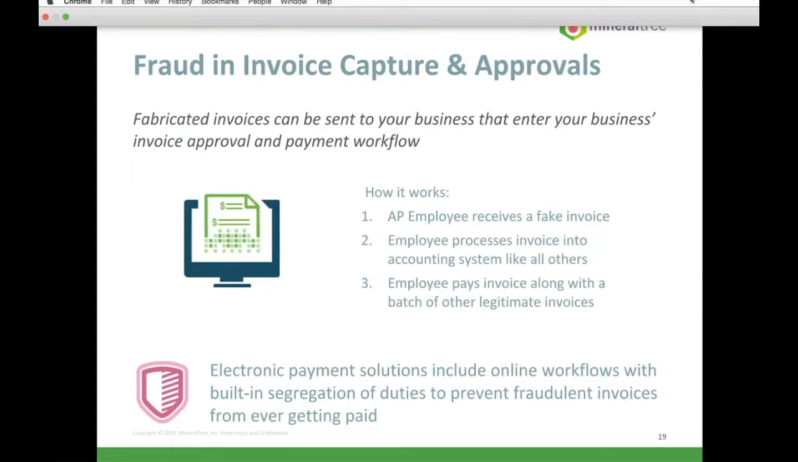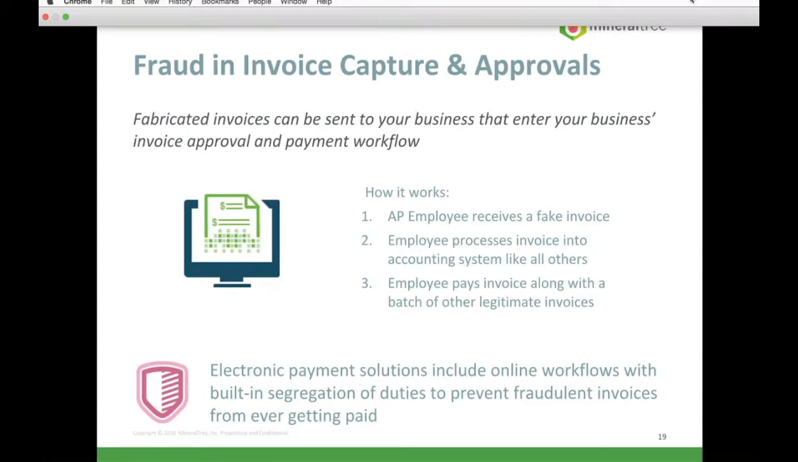So first, if we take a look at fraud in invoice capture and approvals, there's the possibility where fabricated invoices can be sent into your business, and they enter into your business invoice approval and payment workflow. So think about a situation where, as we heard earlier in the poll, if you're getting 500, 1,000 invoices a month, someone's got to keep a close eye on all those invoices coming in and make sure that you're checking them.